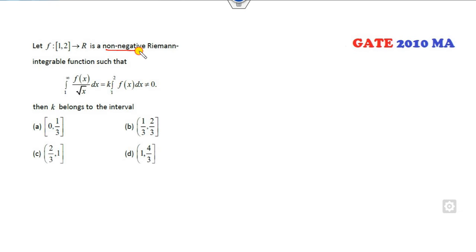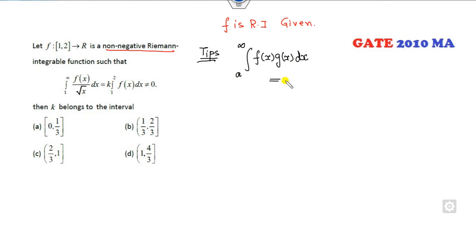Okay, f is a non-negative Riemann integrable function. It is already given to you such that this will hold. Very simple tip: whenever the function is from, say, a to infinity, f(x) g(x) dx will be equal to g of some point c over the domain a to b. Remember, here it is a to infinity, here it is a to b, where c must lie between a comma b.